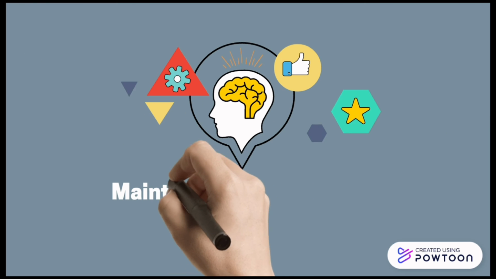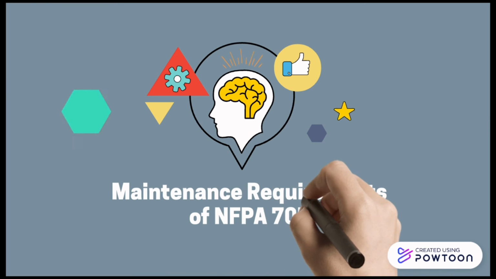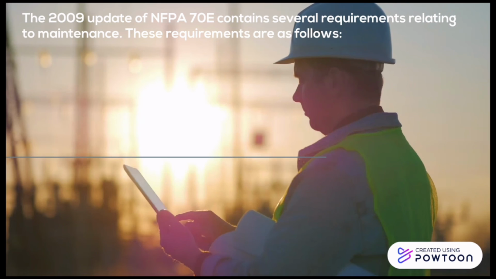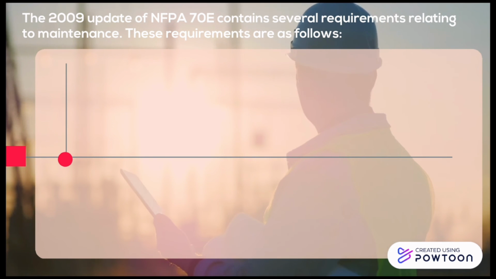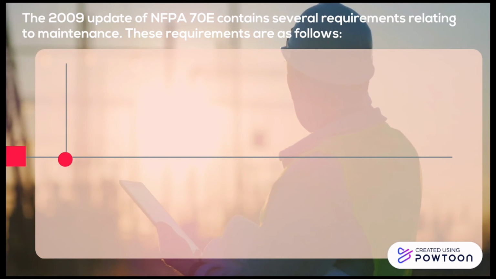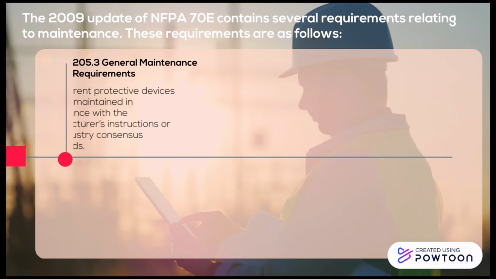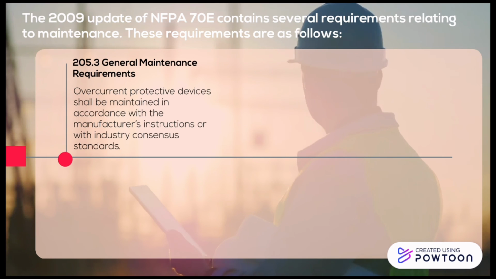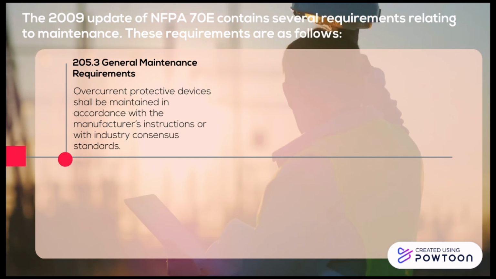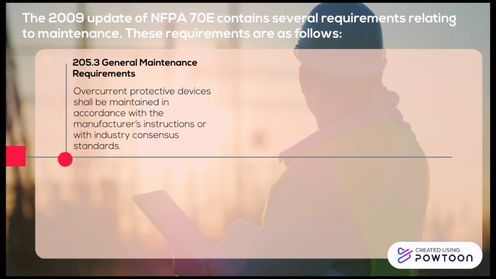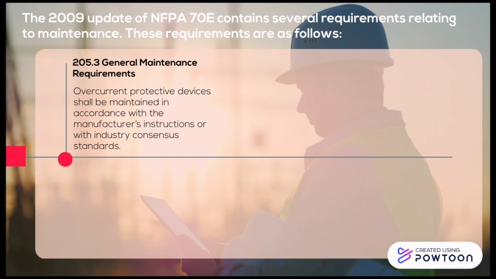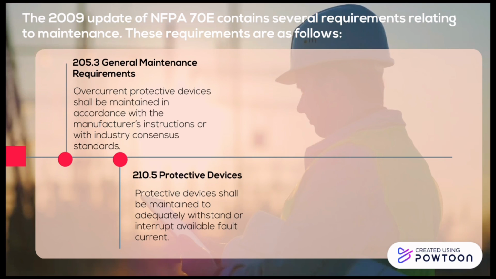Next, maintenance requirements of NFPA 70E. The 2009 update of NFPA 70E contains several requirements relating to maintenance. These requirements are as follows. For 205.3, general maintenance requirements, overcurrent protective devices shall be maintained in accordance with the manufacturer's instructions or with industry consensus standards. For 210.5, protective devices shall be maintained to adequately withstand or interrupt available fault currents.